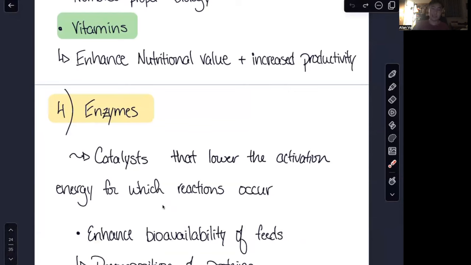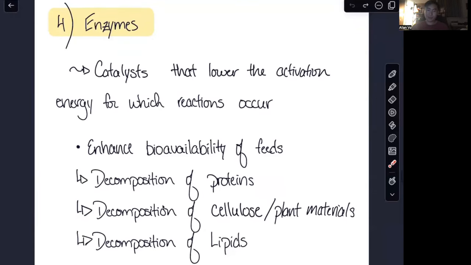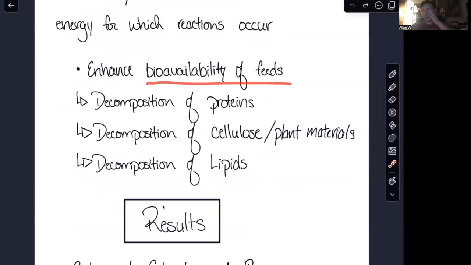Another optimization technique is the usage of enzymes to expedite this whole process. You're putting in food, bacteria, and trace elements, you're creating a soup, and it's got to get digested. These enzymes really expedite that process. What an enzyme does is lower the activation energy required for a reaction to occur, so you're basically allowing the reaction to occur earlier and faster. They act as a catalyst. They enhance the bioavailability of feeds because certain enzymes are used to break down certain compounds like cellulose. There's cellulase, lactase for lactic acid, I believe, protease for proteins, lipase for lipids, stuff like that.